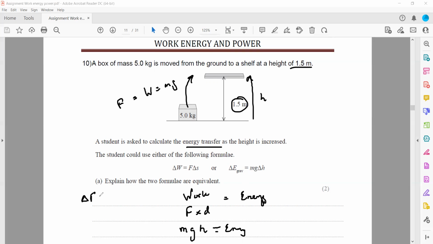So the work done is a product of force and distance. Force is equal to the weight of the object. It's not always that force is equal to weight, but this is always the case when we are lifting an object: force is equal to weight. And the distance which we move is the height, h. So work done is equal to mgh. And that mgh is also equal to gravitational potential energy, or energy.